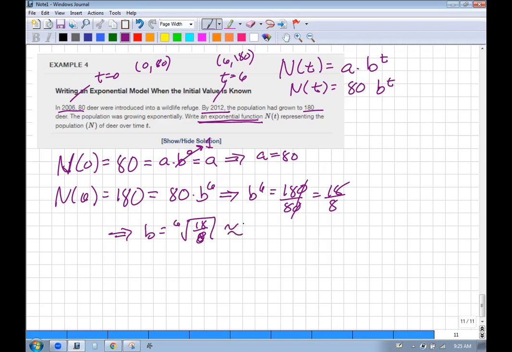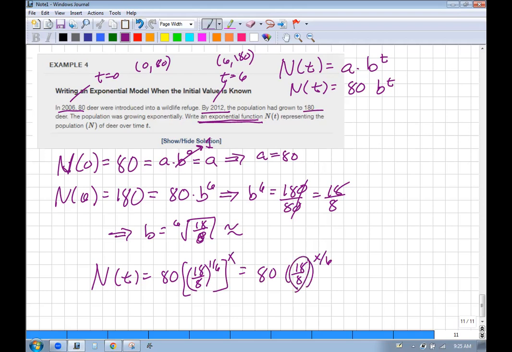Right, and you could approximate this to a decimal, but I don't recommend it, okay? Here's why. All right, here's N of t. We know a is 80. We know b is 18 over 8 to the 1/6. This is 80 times 18 over 8 to the t over 6. If I turn that into a decimal, even if I rounded it to the thousandth place, right?